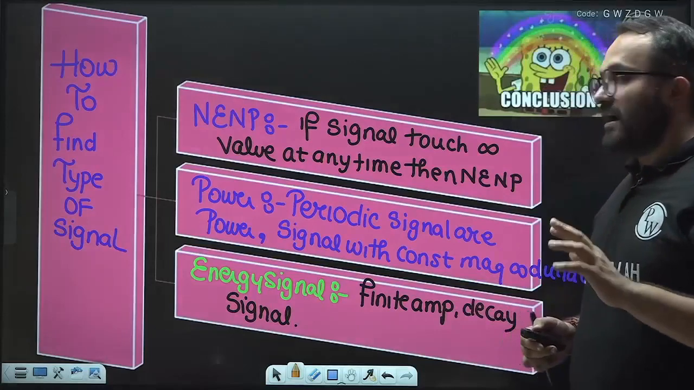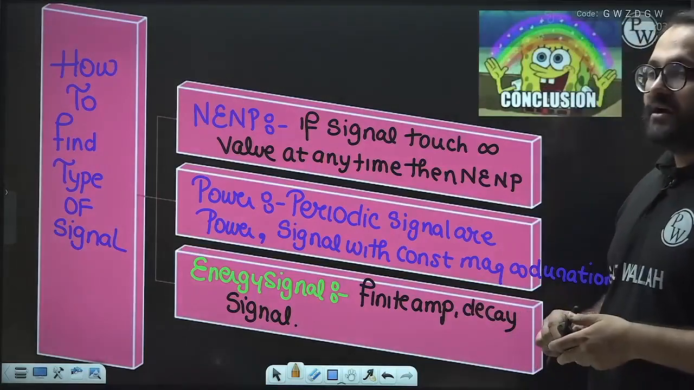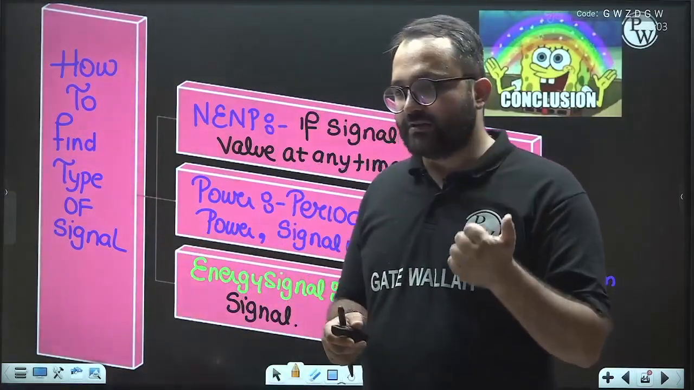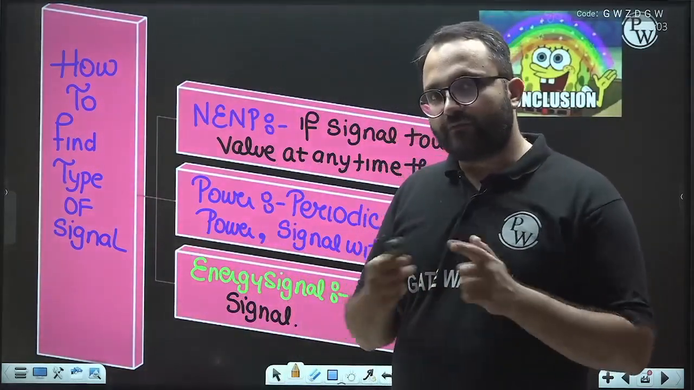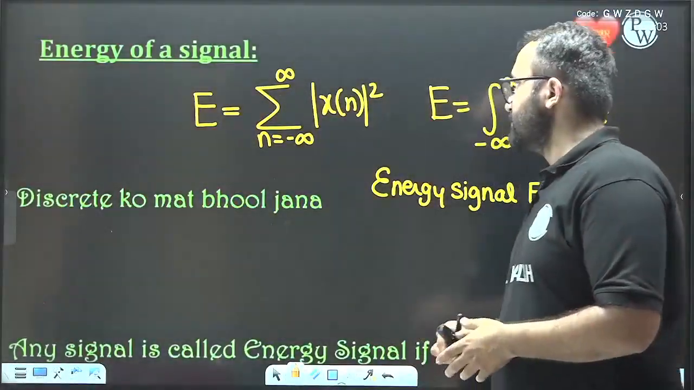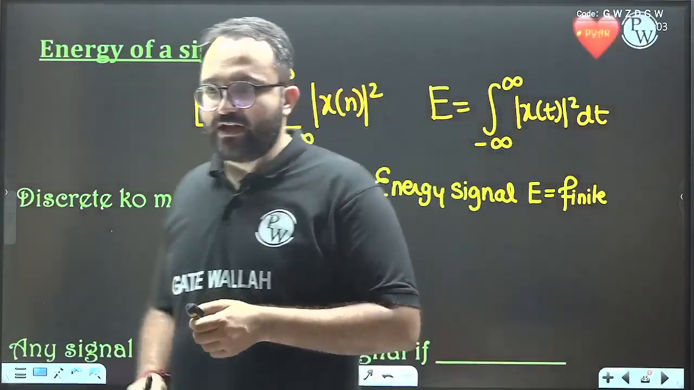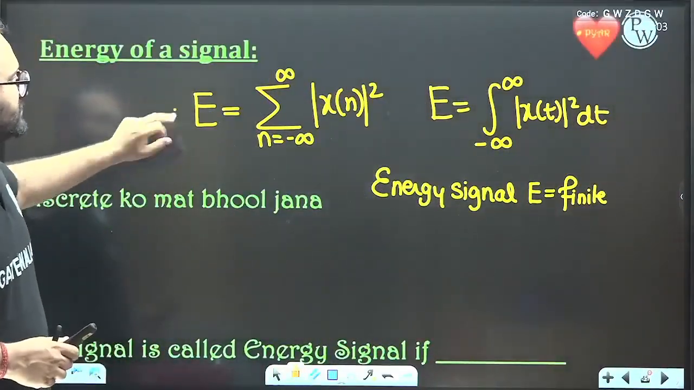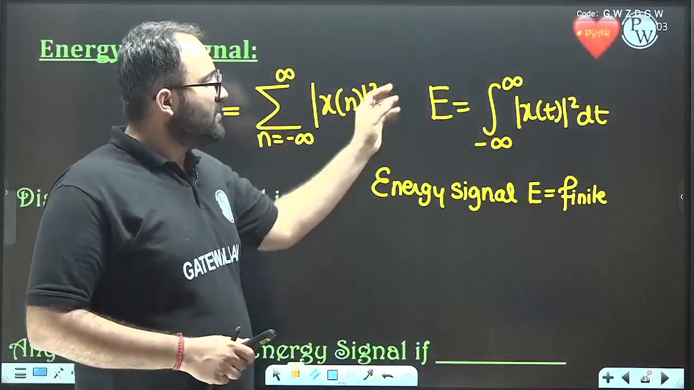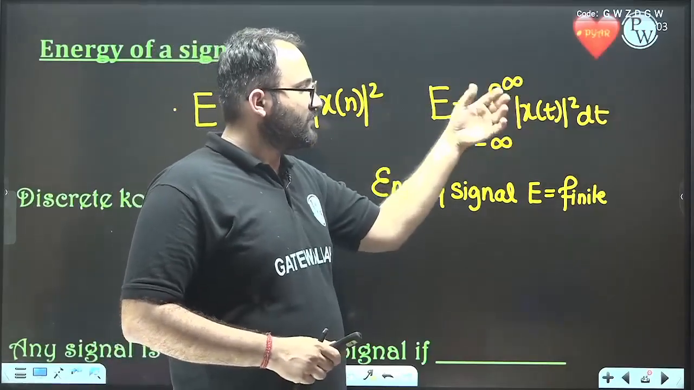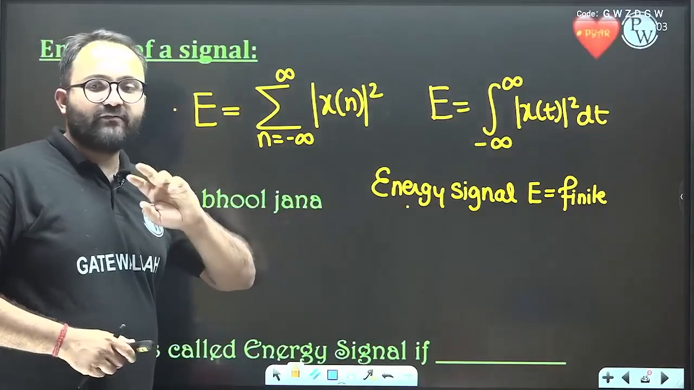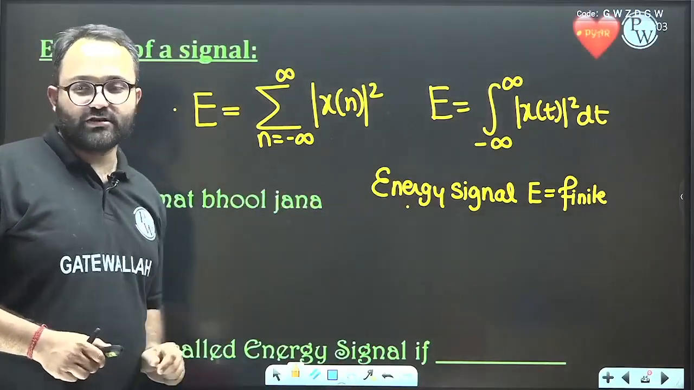And next is energy signal. Energy signals are of two types. That is, a signal having finite amplitude for finite time duration first. Second is a signal of infinite duration, but decaying in nature. So this is the formula for energy: the energy of a signal is summation from minus infinity to infinity of mod of x[n] whole square, or integral from minus infinity to infinity of mod of x(t) whole square dt. This is the energy. So if any signal has finite energy, it is called an energy signal.